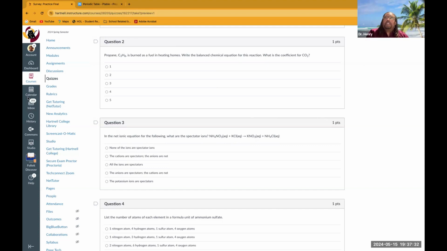Okay, propane is burned as a fuel in heating homes. Write the balanced chemical equation for this reaction. What is the coefficient for CO2? So this is an oxidation chemical reaction or burning. It's a burning or an oxidation or a combustion reaction. So that means what? So you have C3H8 plus O2 yielding CO2 plus H2O.